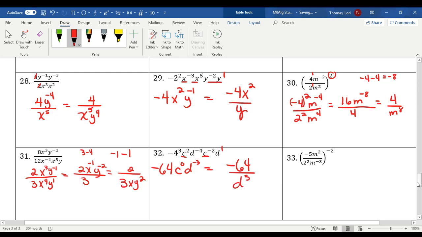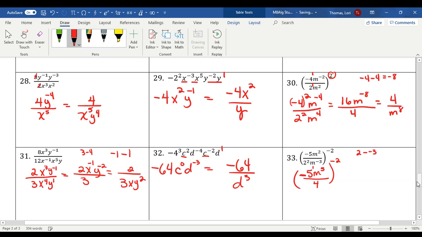Okay, on this one, I'm going to first do what I did not do up here, and I'm going to go ahead and combine these m's. So I'm going to have -5, and then I have my m, and it's 2 minus -3, which gives me a +5. And in the denominator, I'm going to go ahead and say 2 squared is 4, all raised to the -2.